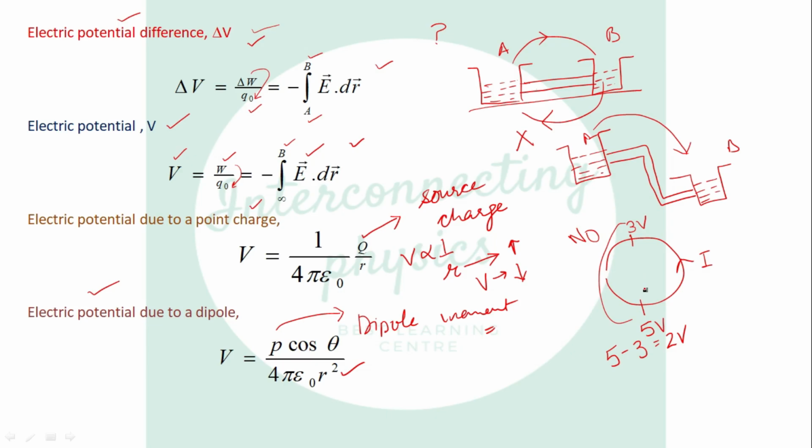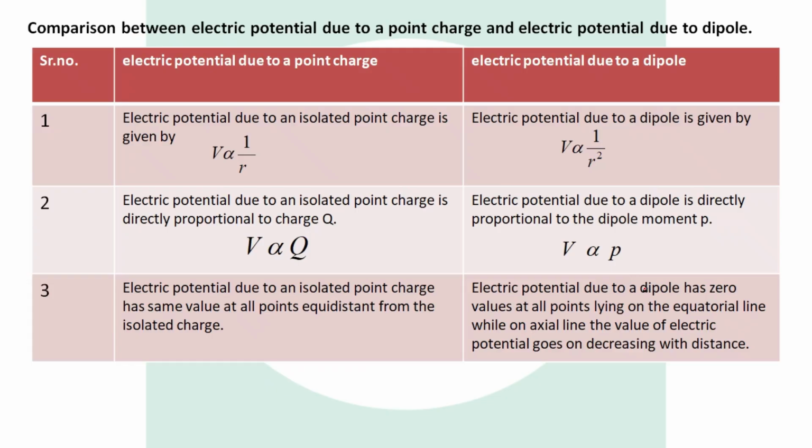Okay, so now in the last video we studied electric potential due to a point charge and electric potential due to a dipole. So let's look at some differences. Electric potential due to a dipole and electric potential due to a point charge. In the point charge we saw the formula was 1 over 4 pi epsilon naught Q divided by R. So it means V is inversely proportional to R. And for electric potential due to a dipole, the formula was P cos theta divided by 4 pi epsilon naught R square. So here potential is inversely proportional to R square.